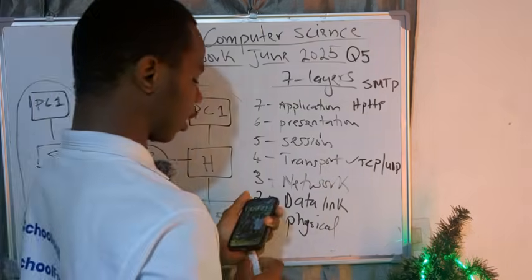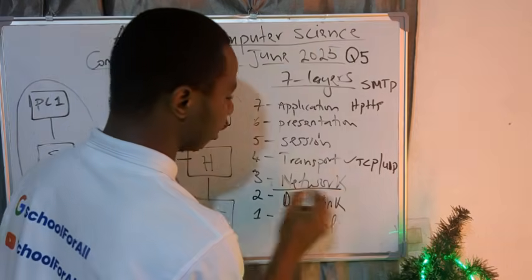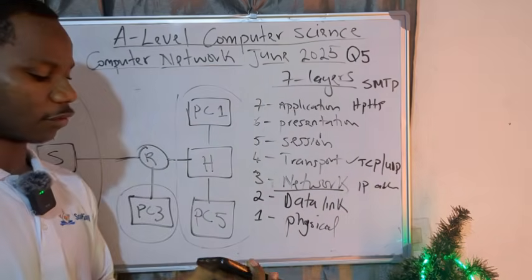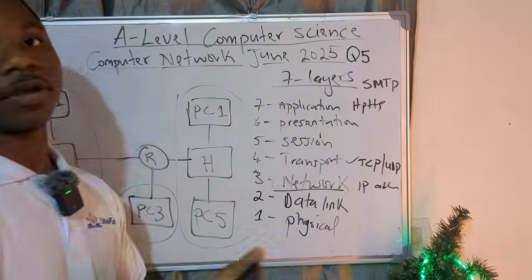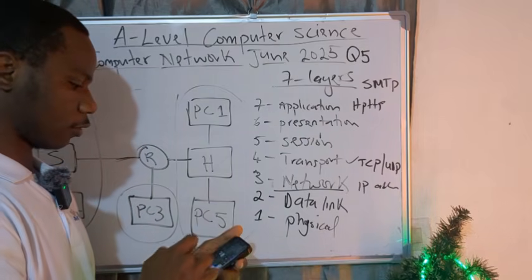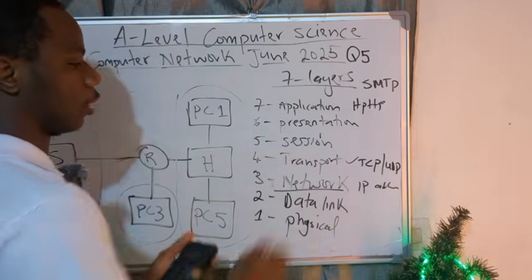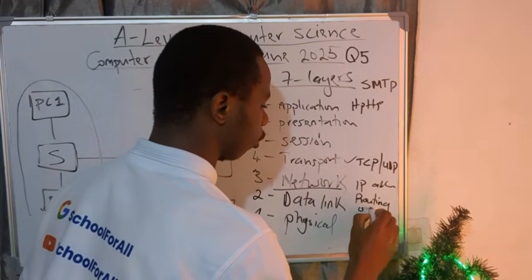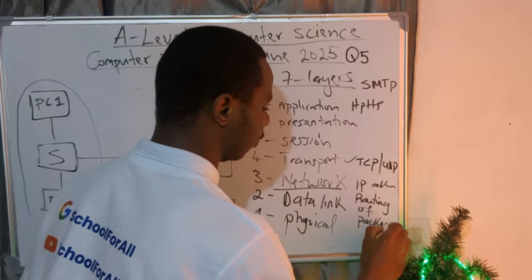Now, the network layer. This layer is providing what we call IP addresses to devices. I've discussed IP addresses. So it's at the level of the network layer that we assign IP addresses to devices. And the role of the network layer is to allow what we call routing of packets. Routing of packets. So let me briefly explain what is routing of packets.